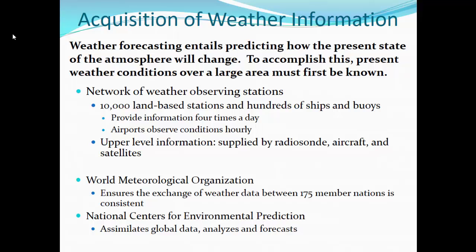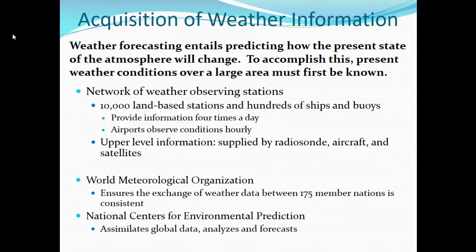So weather forecasting basically is about predicting how the present state of the atmosphere will change. So creating a weather forecast or forecasting the weather just means first understanding what's happening in the present state, what's happening right now, and analysis of the current conditions of the atmosphere, and then forecasting how those current conditions will change.